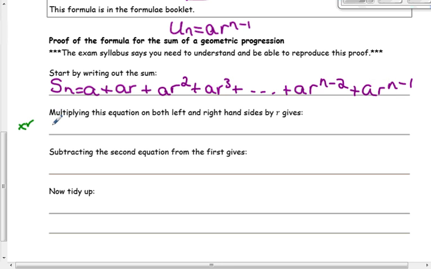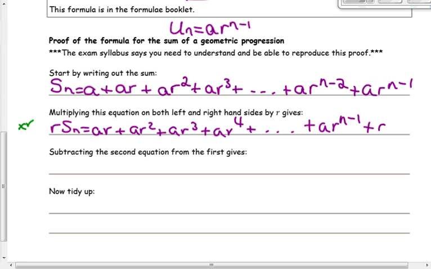and this is going to give me r times S of n on this side of the equation, and then I'm going to have a times r plus ar times r, which gives me ar squared, plus ar squared times r, which gives me ar cubed, and so on, all the way up to a times r to the power of n minus 1, plus a times r to the power of n.